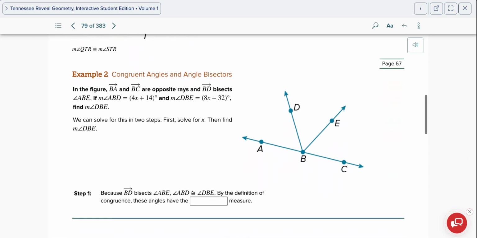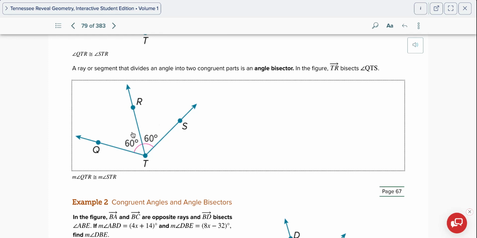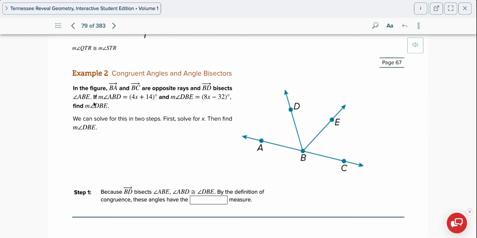All right, example number 2. Okay, I got to teach you guys how to read directions. The word bisect typically means that you've got 2 equal things going on here. Like this 120 degree angle is split into 60 and 60. So if ABE has been split into 2 equal parts, these 2 things are equal to each other. DBE and ABD are equal.